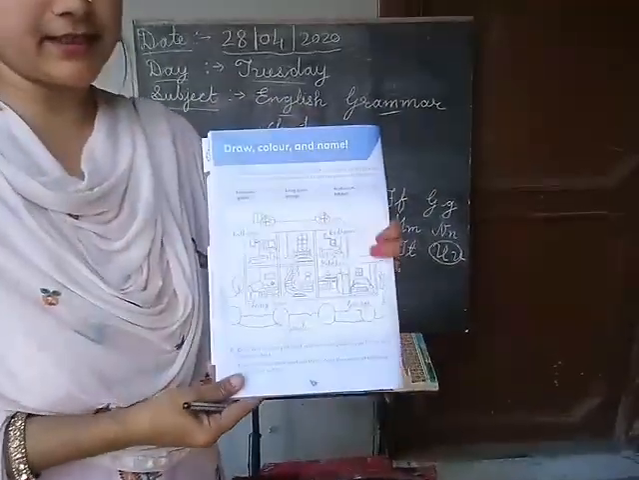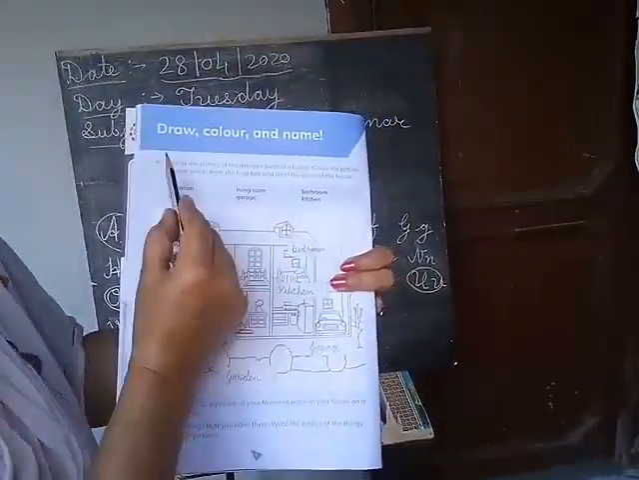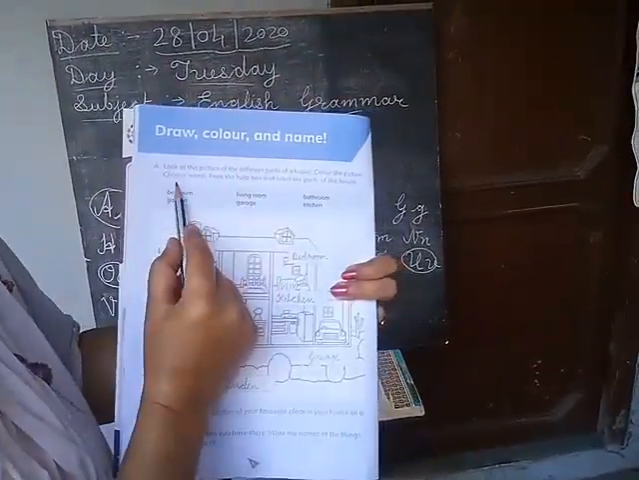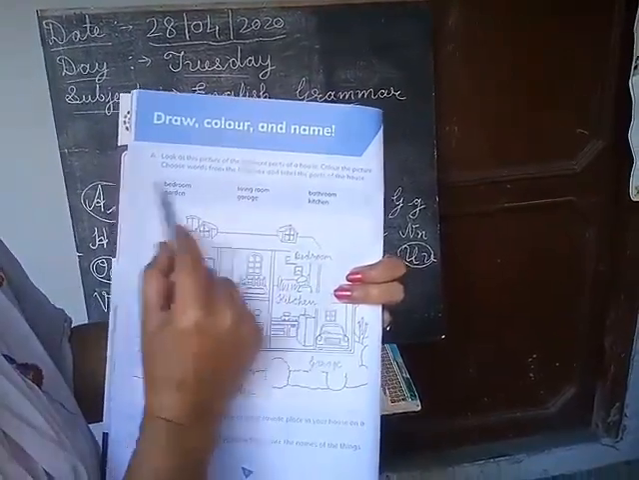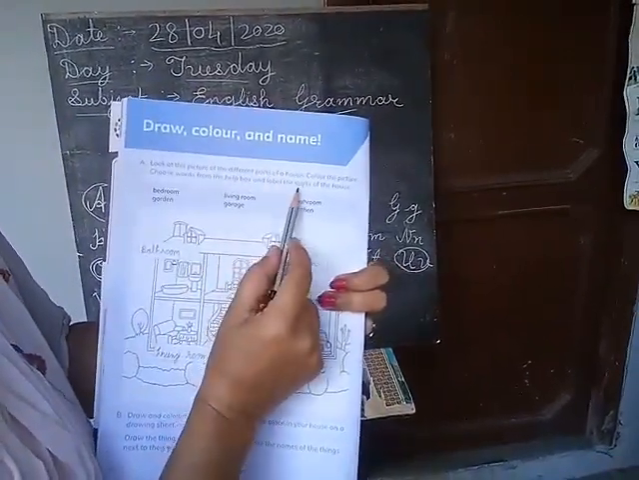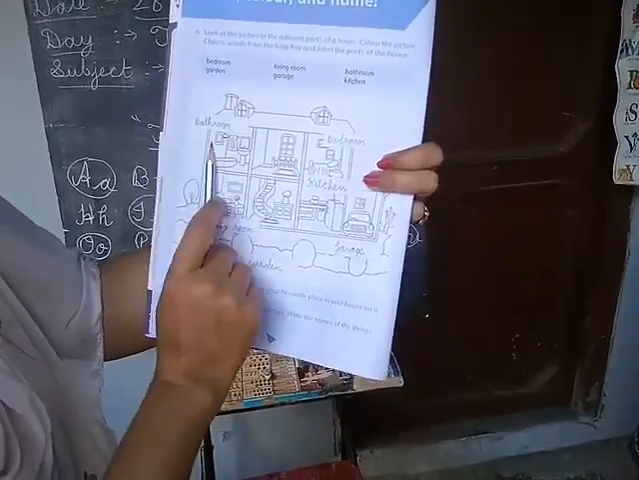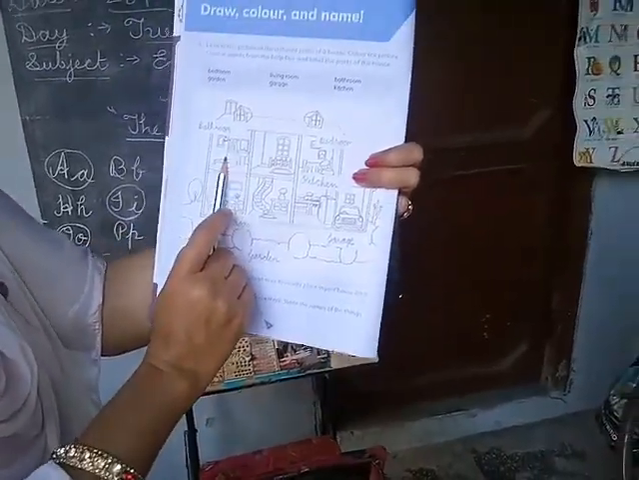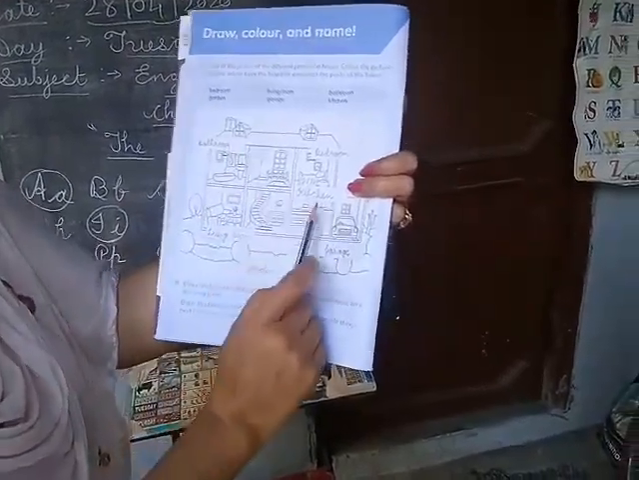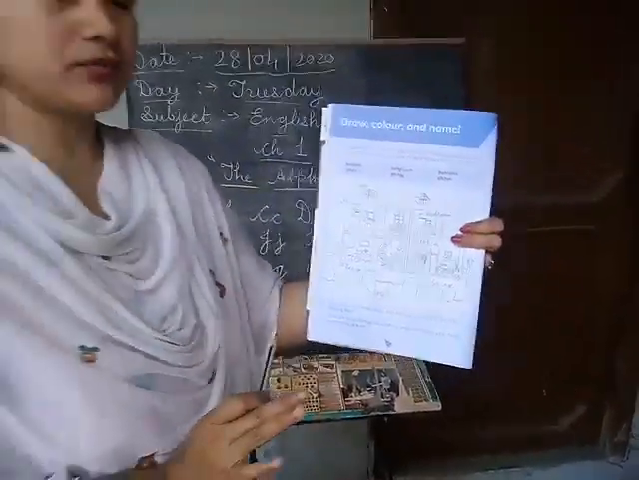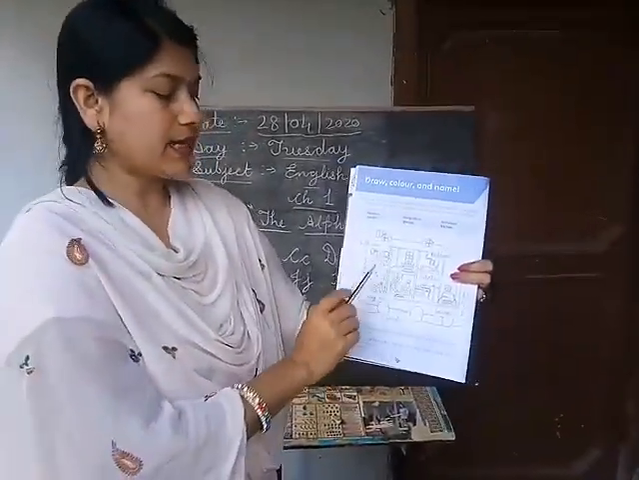Now this is also your homework. This is an interesting thing for you. See, look at this picture of the different parts of a house. Color the picture. Choose words from the help box and label the parts of the house. Is this the bathroom? Then you have to write here bathroom. If it is the kitchen, then you have to write here kitchen. Like this you have to label the names of the parts of the house and color it beautifully.